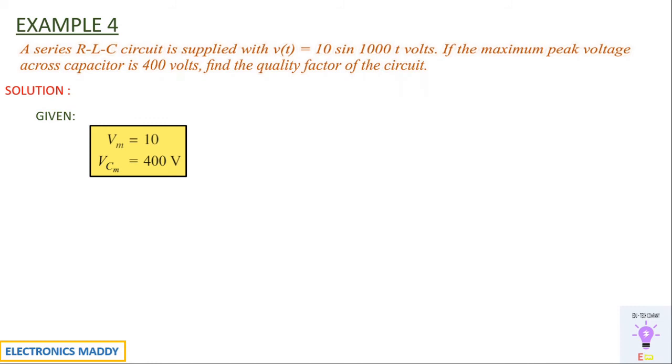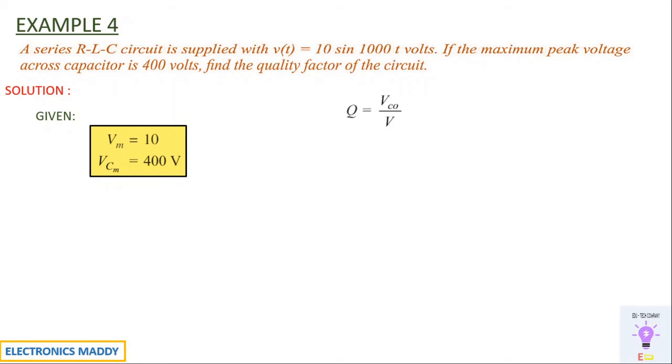They've given us Vm, Vcm is also given. Vm is basically observed from this equation. So V of t is represented as Vm sin omega t, isn't it? So Vm is basically 10 volt and Vcm is equal to 400 volt. So that is what they have given. Now we have to find the quality factor. How do we find the quality factor? In our important formulas, I defined quality factor with respect to three different equations, isn't it? We'll be using one of them.